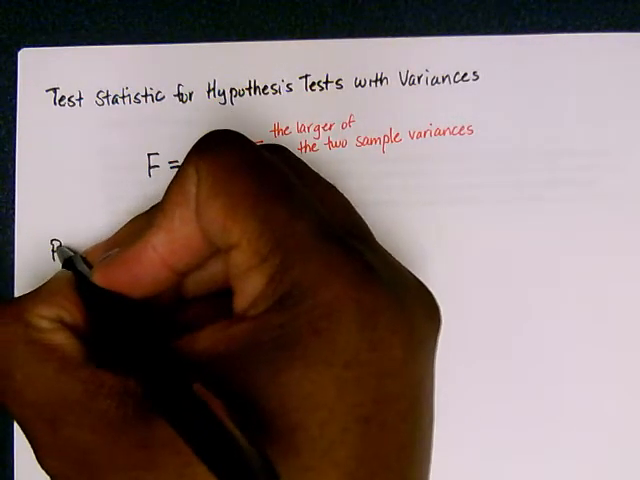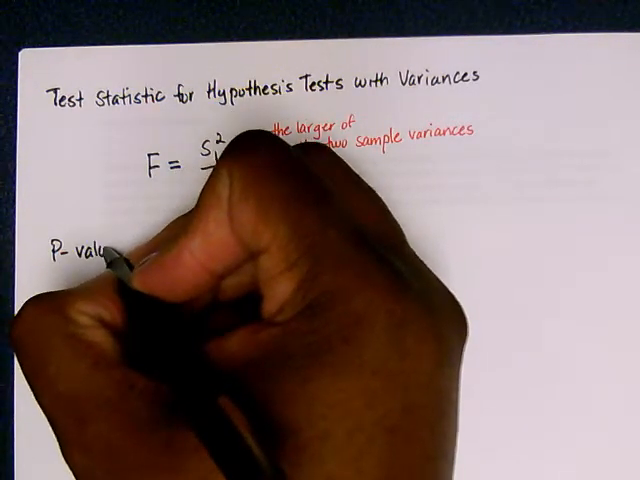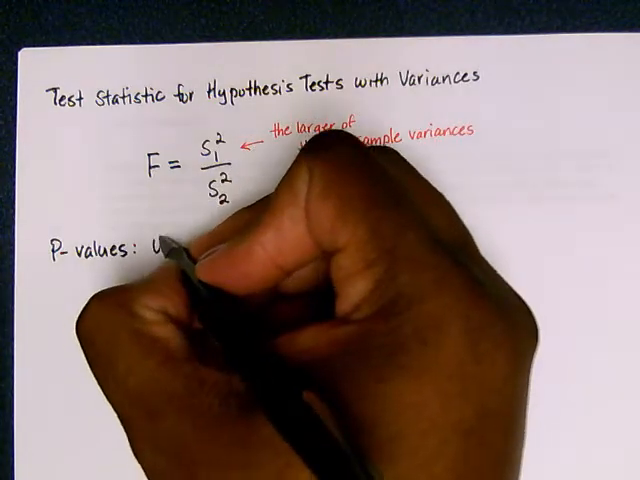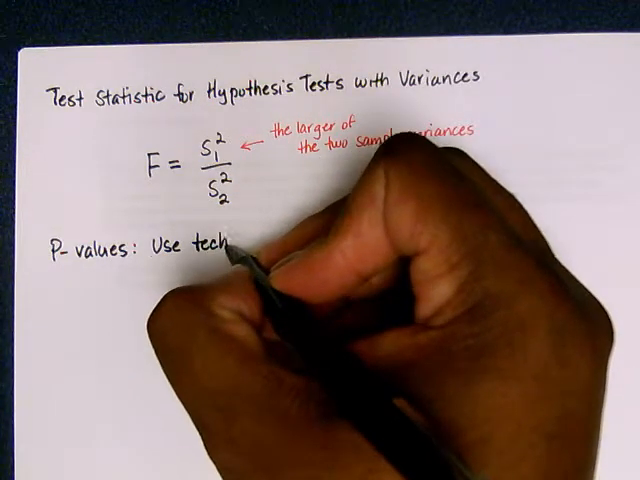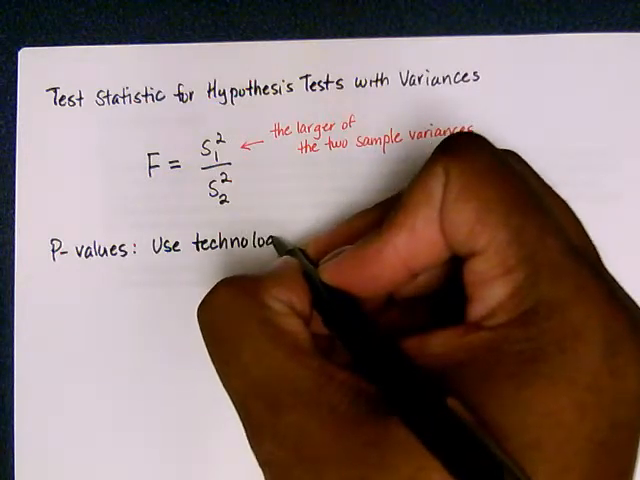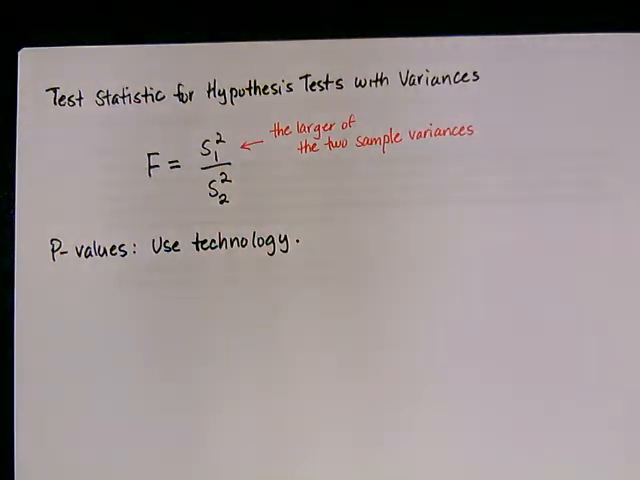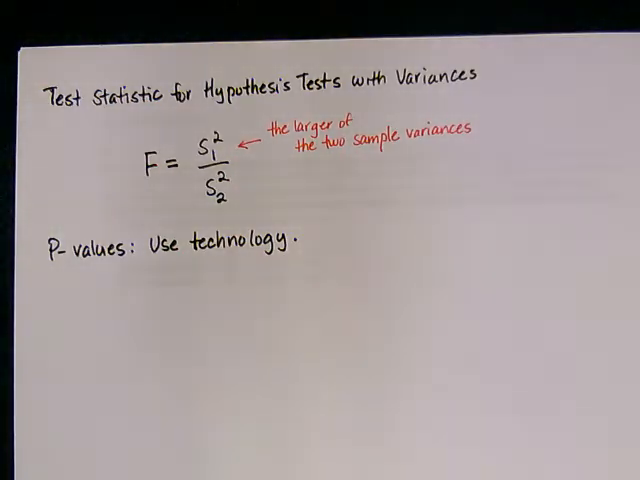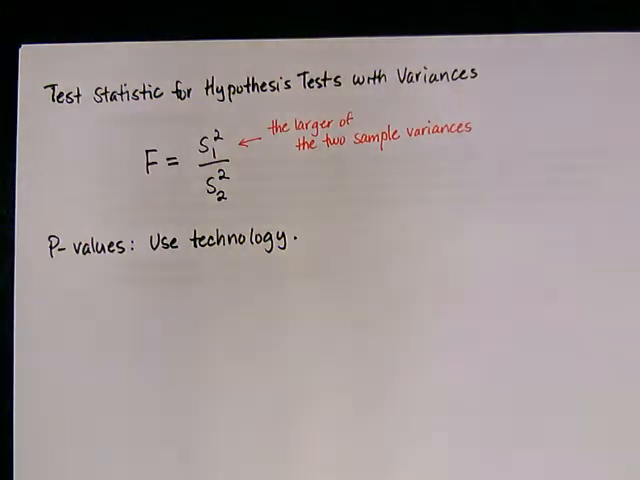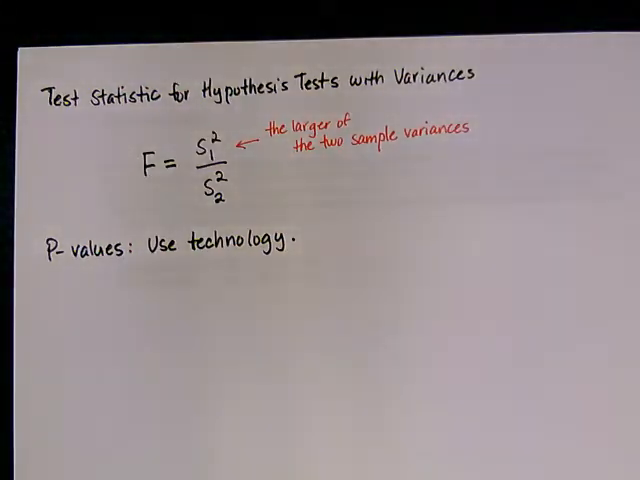Okay, now to calculate the p-value, we'll just use technology. And in this video, I'm going to be using the TI-83 or the 84 Plus calculator. So technology would be the easiest way to calculate your p-value.